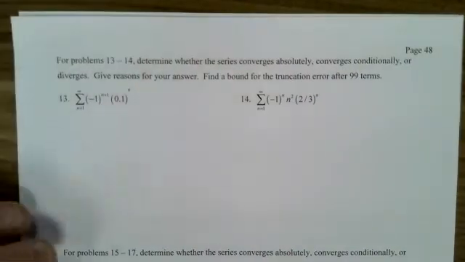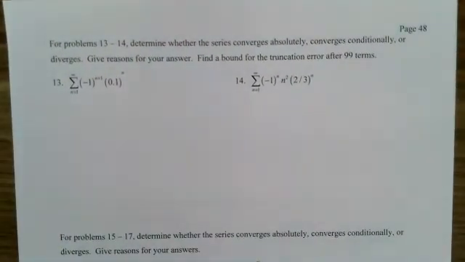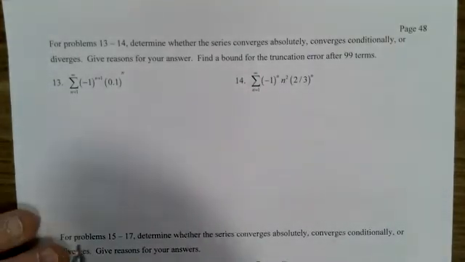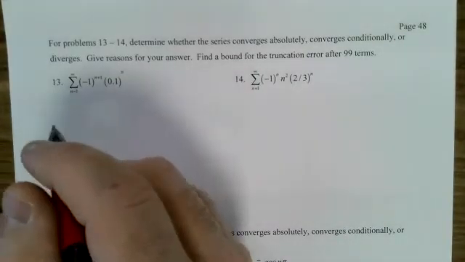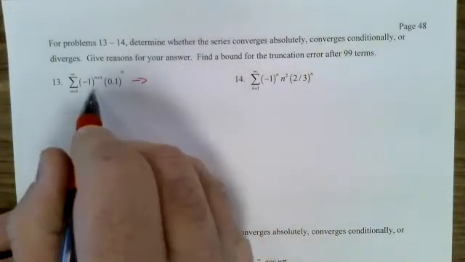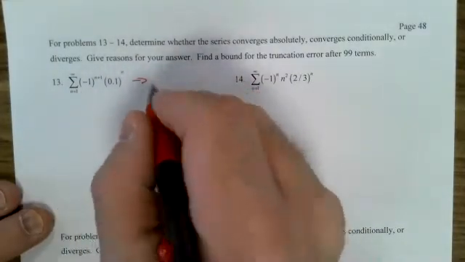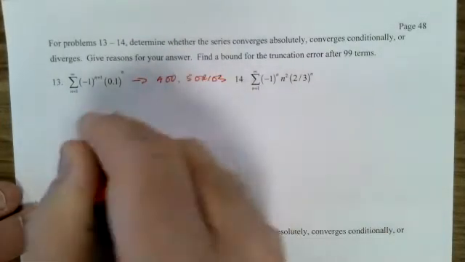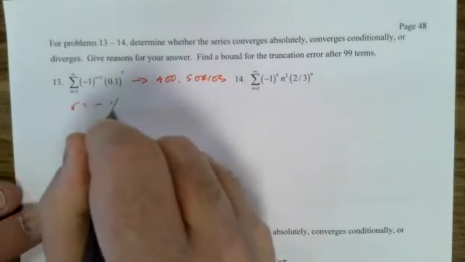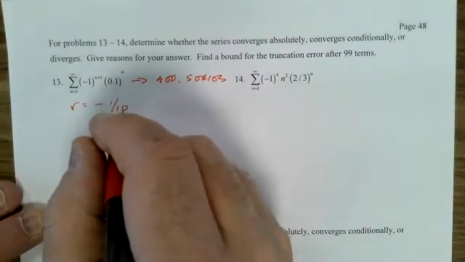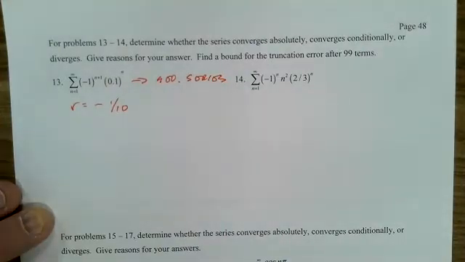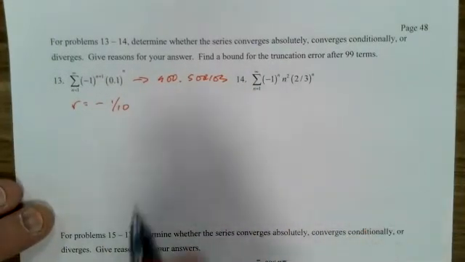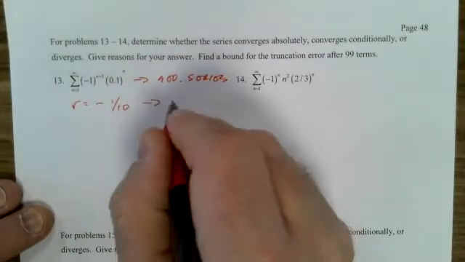Do I recommend doing all these? Yeah, I actually do. It's challenging stuff. Converges absolutely, converges conditionally, diverges, give reasons, blah, blah, blah. This is a geometric series. It's going up by -0.1 every time. R equals -1/10. Find a bound for the truncation error. So we actually get this error thing in here, which is kind of nice. And that means it converges.